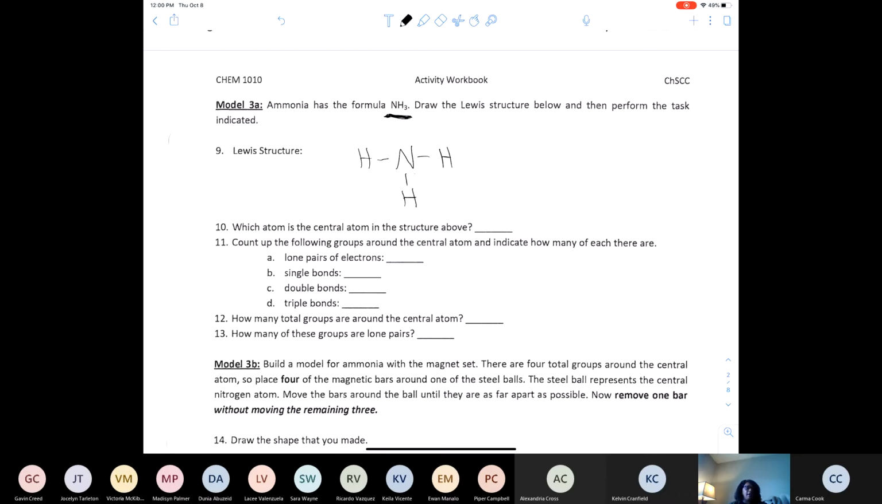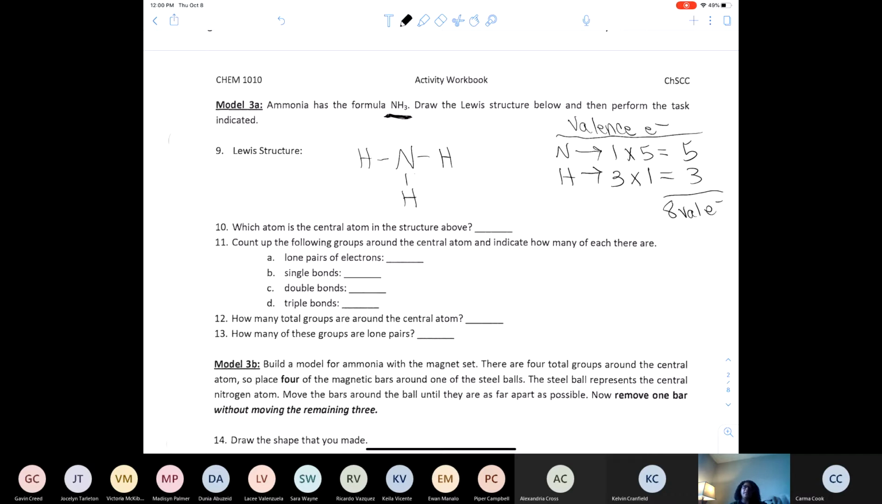The next step in drawing our Lewis structure is the valence electron count. We've got a nitrogen. There's only one of them, and that nitrogen is in group 5, so it has 5 valence electrons. Therefore, 1 times 5 is 5. Hydrogen is in group 1, so it has 1 valence electron, and there are 3 of them in the structure. 3 times 1 is 3, giving us a total valence electron count of 8.